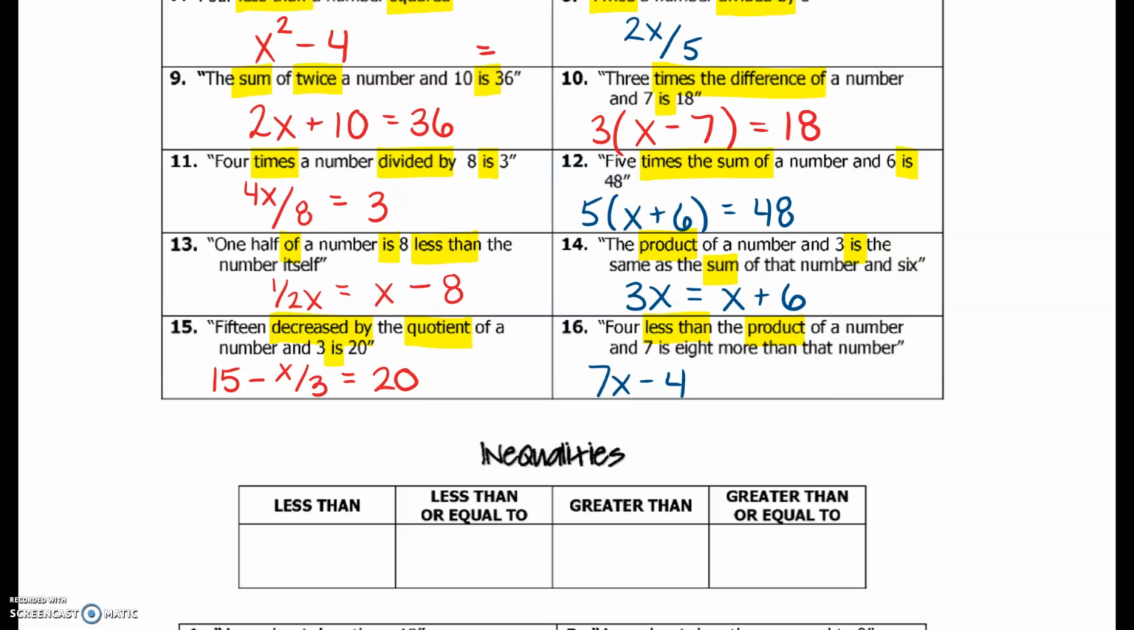Then we see that keyword is. This is our location for the equal sign. 8 more than that number. Well, 8 more than should jump out at us and tell us that we have to add. So 8 plus x.